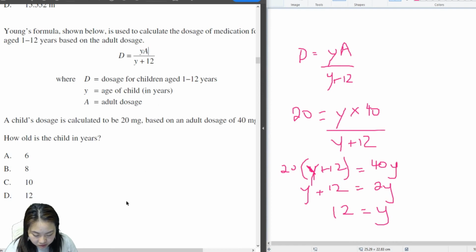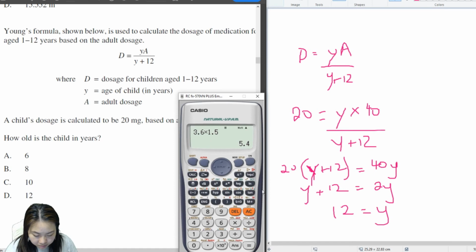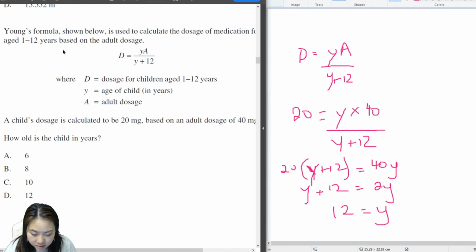I can get this dosage. Let me show you. So I would say 12 times the adult dosage, which was 40, divided by the child's age, we say was 12 plus 12. 20 is the calculated dosage, which is good. Alright, I'm confident. 19D.